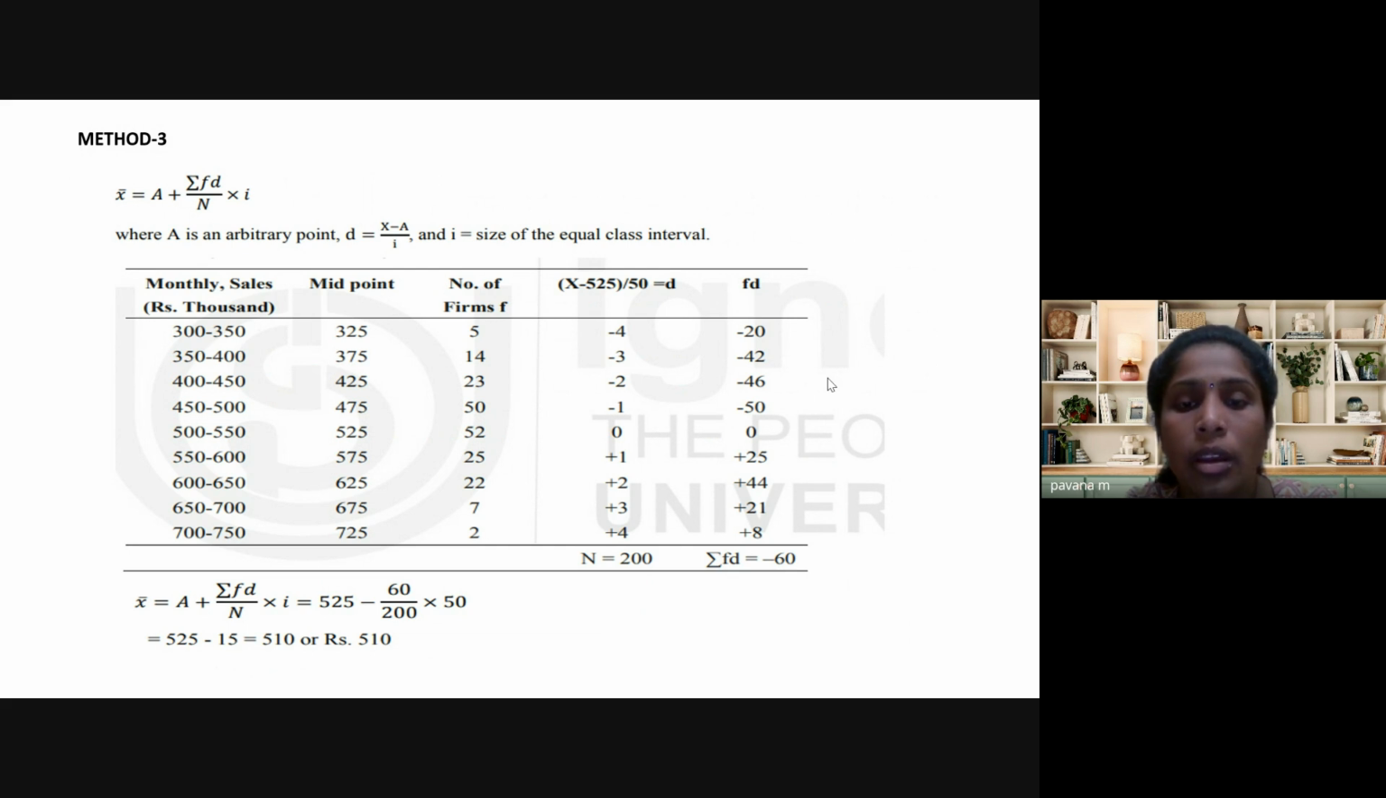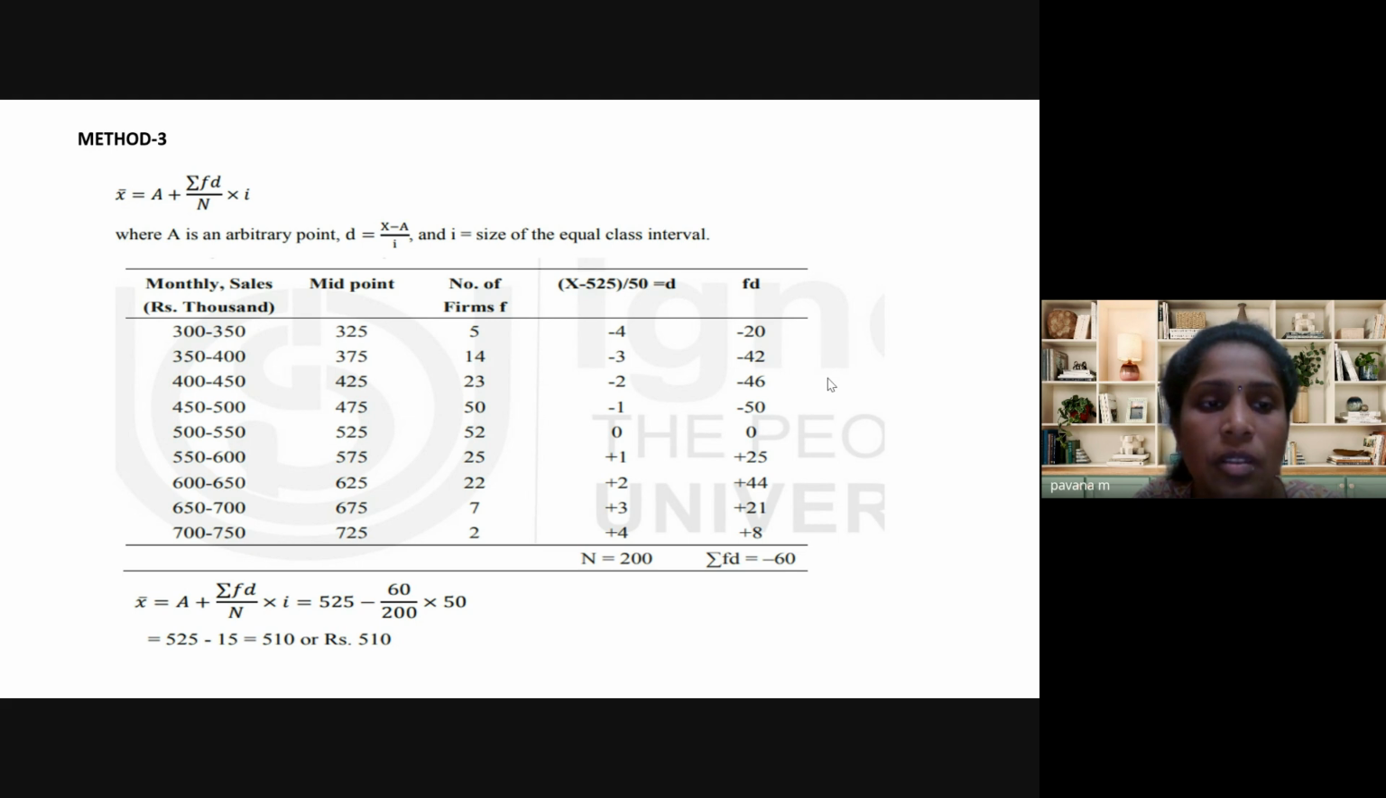Here X minus A, how will you get the A? The A value is the middle term of the midpoint. That means here the number of observations is 10, right? So you just consider the fifth observation. The fifth observation in the midpoint is 525, right? So it is the middle observation. That is the assumed value. You can consider that value as an assumed value. So x minus 525.